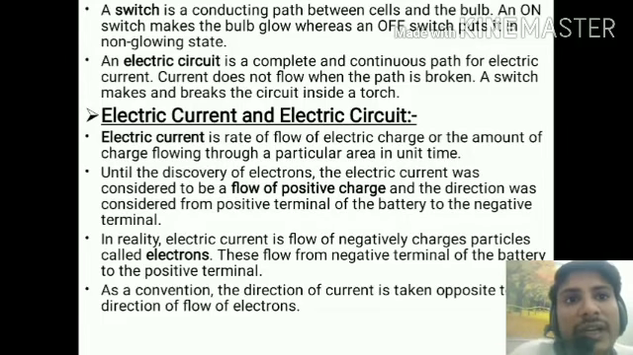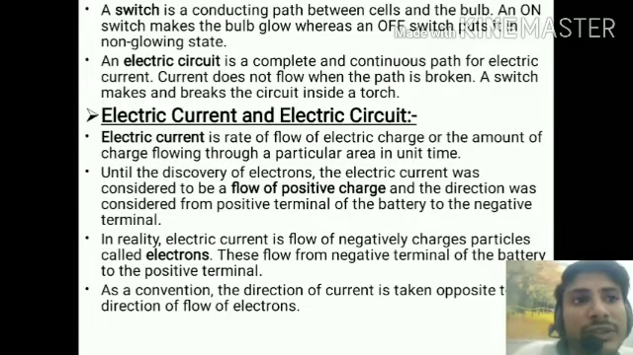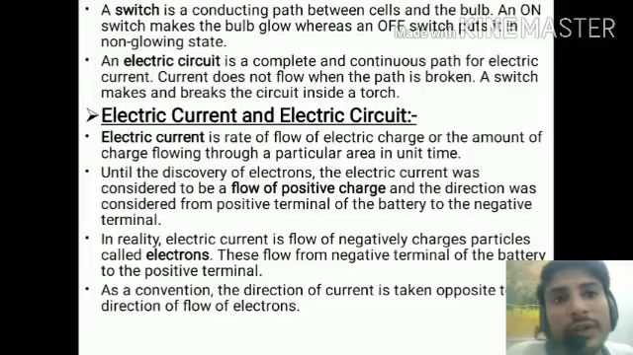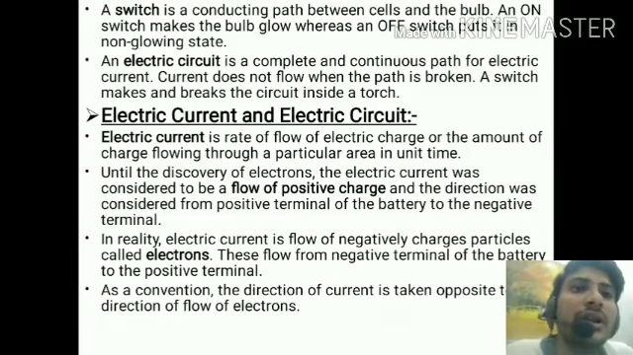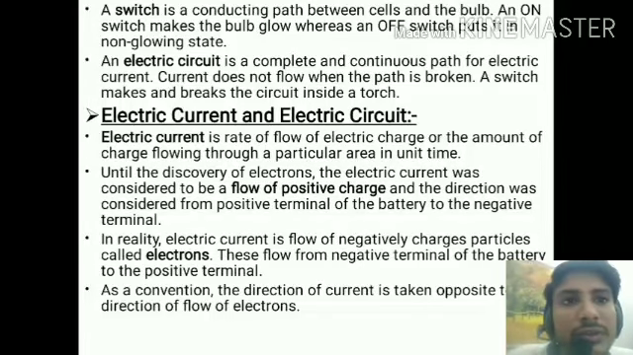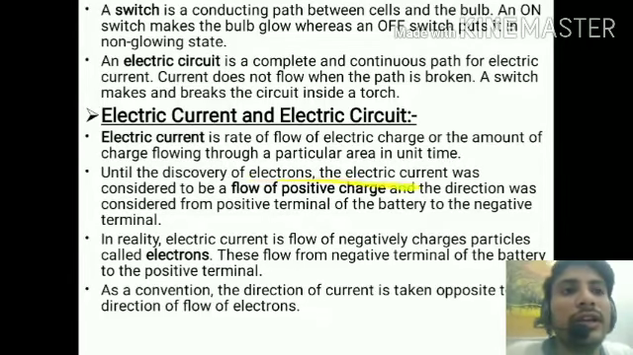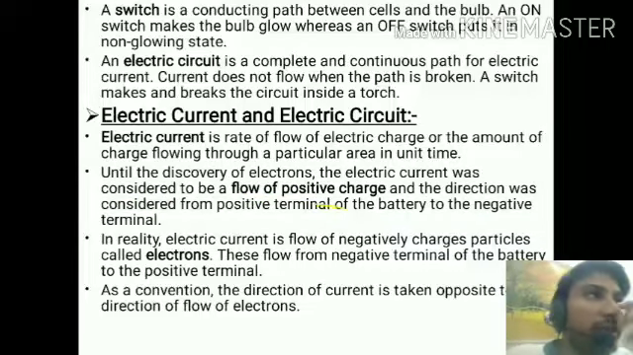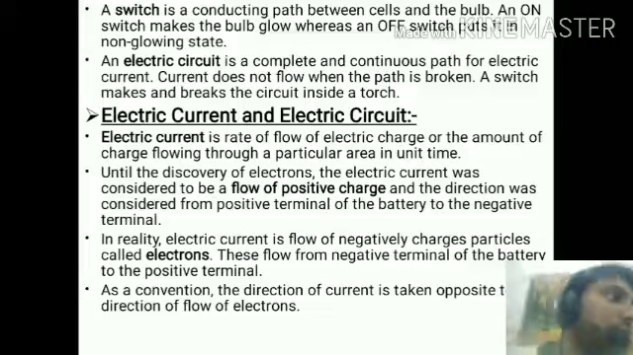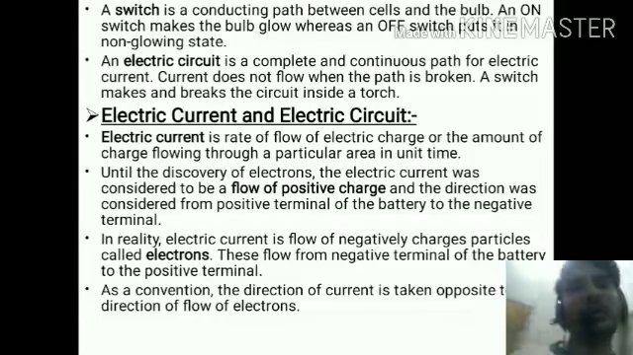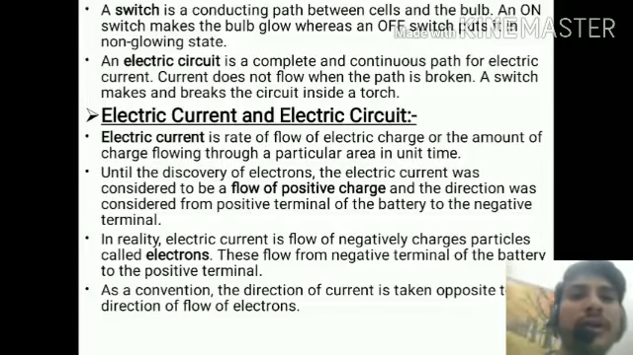Electric current is the rate of flow of electric charge, or the amount of electric charge flowing through a particular area in unit time. What is the definition of electric current? Electric current means the rate of flow of electric charge, or the amount of flow of electric charge through a particular area in a unit time is called electric current. Basically, electric current contains electrons. Due to the flow of electrons, current flows in the wire.